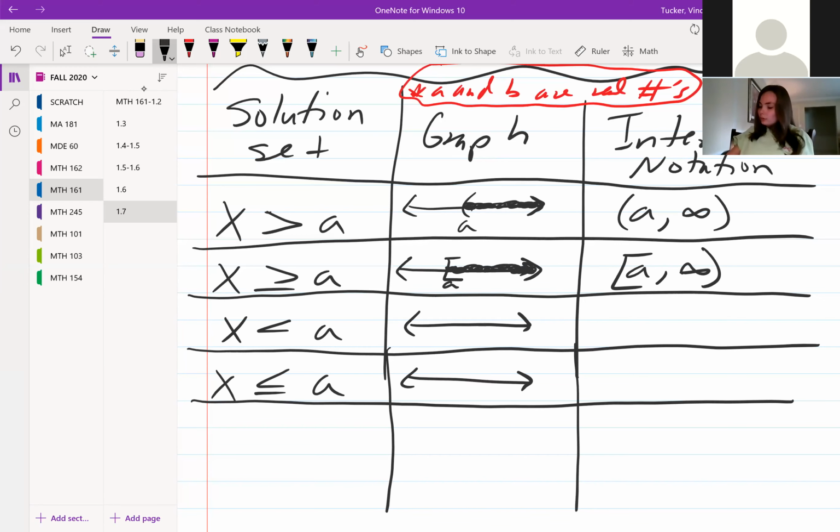Next one, we're talking about values that are less than a. So I'm going to use parentheses, shade to the left. Here I'm using bracket, shade to the left, because remember values that are less than a will be to the left of it.